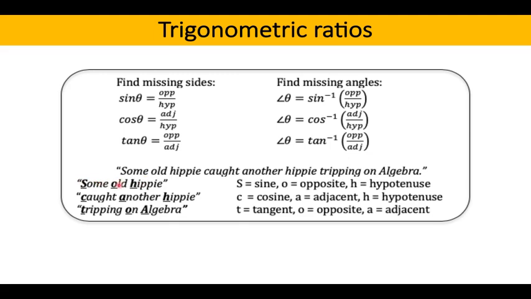So for Some Old Hippie, sine is opposite over hypotenuse. Caught Another Hippie, cosine is adjacent over hypotenuse. Tripping On Algebra, tangent is opposite over adjacent. So remember this sentence to help you know the trig ratios.